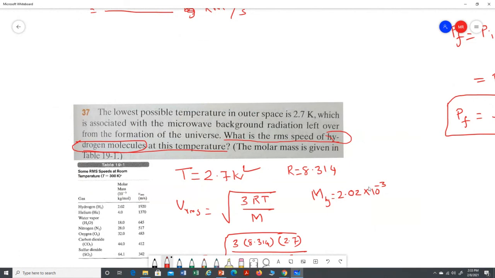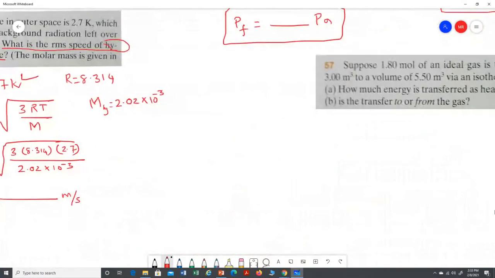Yes. Clear. This is the only difference. Okay, so let's come to our final problem.